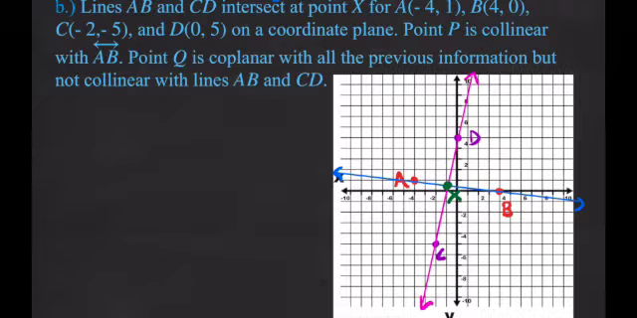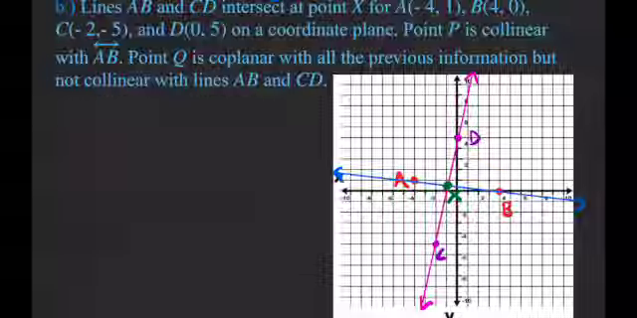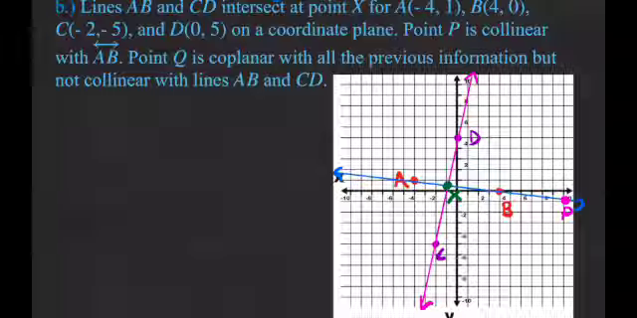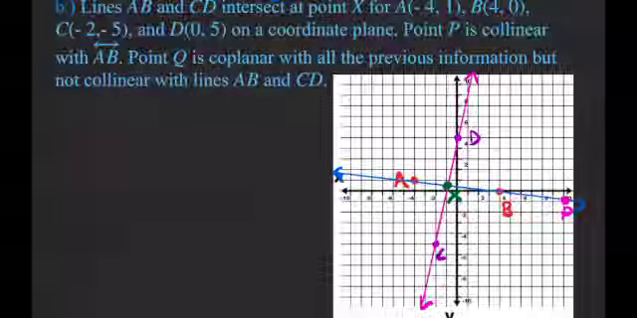We have the points for those lines. Point P is collinear with AB. It doesn't tell us where P has to go. So P can go anywhere on line AB, as long as it's on that line, because collinear means it lies on the same line. So we are going to have P. Let's put P down here, down in that area, at 10, -1.